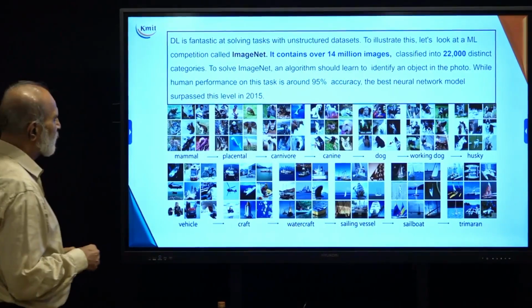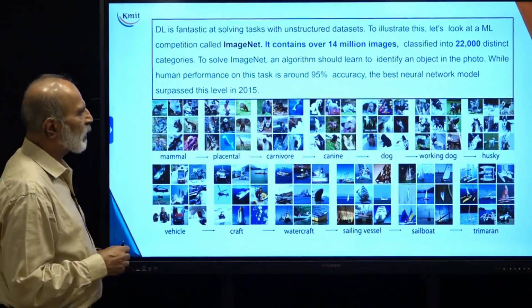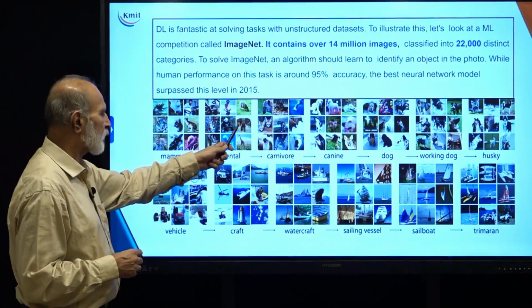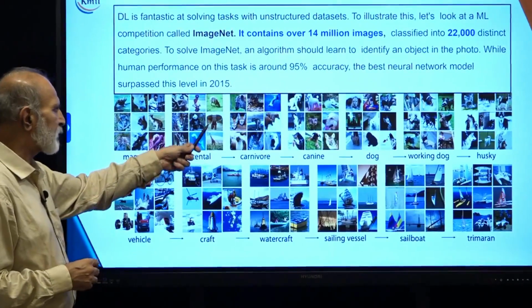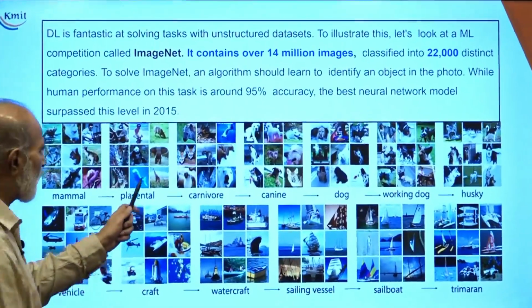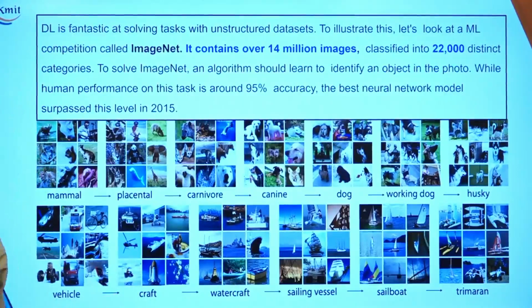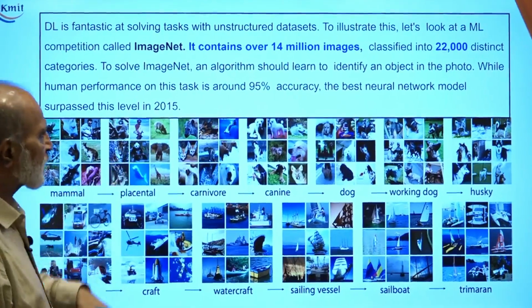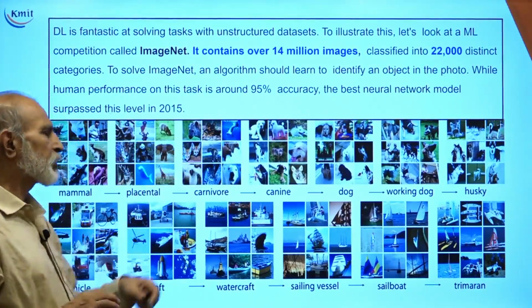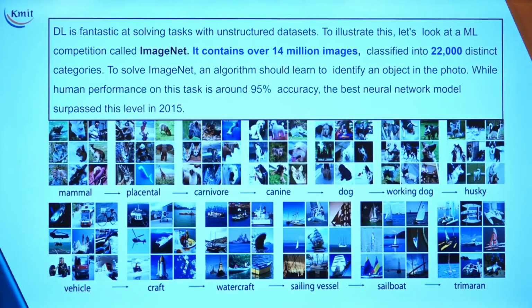To solve the ImageNet problem, an algorithm should learn to identify an object in a particular photograph. I have a particular photograph showing an elephant, and this is also an elephant, and another photograph is also an elephant. So I have to group them together and make elephant a category, or animal as a category. Human performance on this task is around 90 to 95% accuracy. The best neural network in 2015 surpassed the human capability.